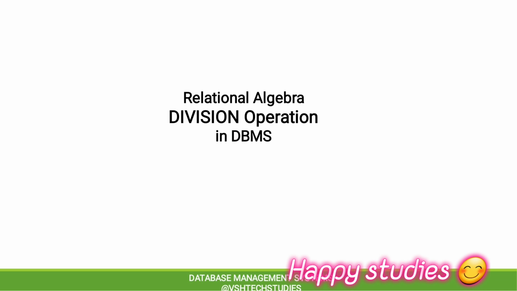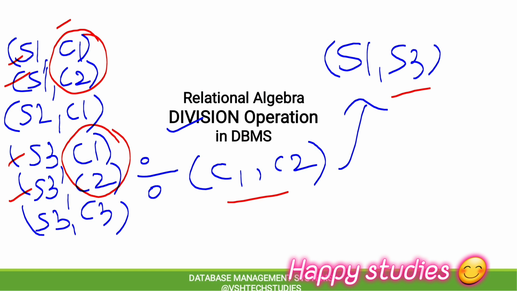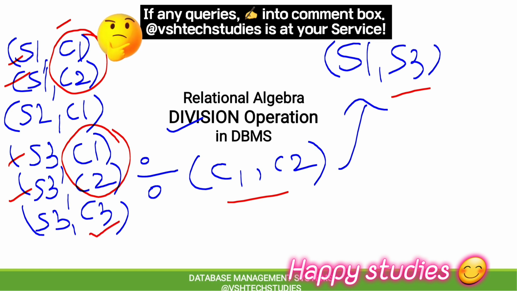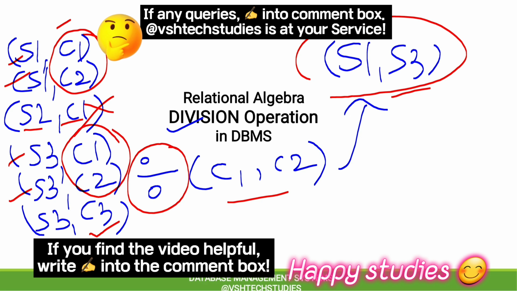So with that we come to the end of the discussion on the division operation from relational algebra in DBMS. In the division operation, we saw that when these student ID and course pairs are divided by course ID pairs, we got the student IDs S1, S3. S1 has both the values C1, C2 here, and S3 has both the values C1, C2 here. Extra is okay, but S2 has only C1, hence it is not in the output list. So that is what the division operation is. This we have seen in detail.